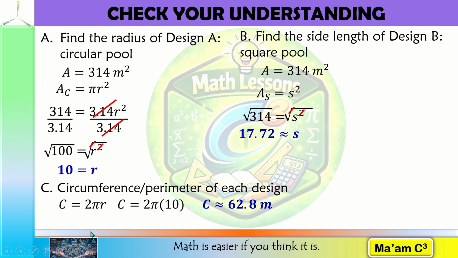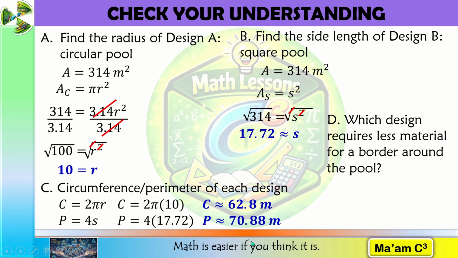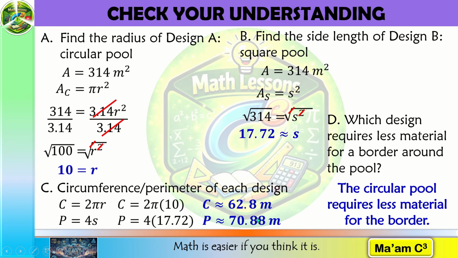Now, for the perimeter, that would be 4s, the sum of all sides. And we already have the s, so 17.72 times 4, and this is approximately 70.88 meters. And finally, letter D. What design requires less material for a border around the pool? Since this one is 70.88 and this one is 62.8, it means the circular pool requires less material for the border. This is a nice example of how mathematical functions can support actual design and construction decisions.